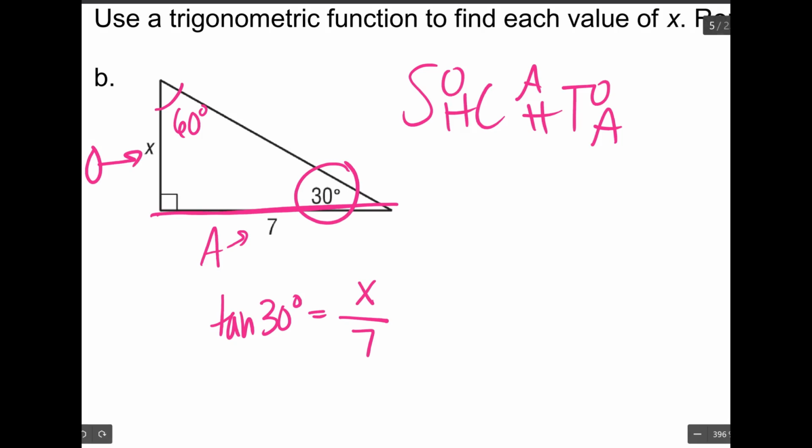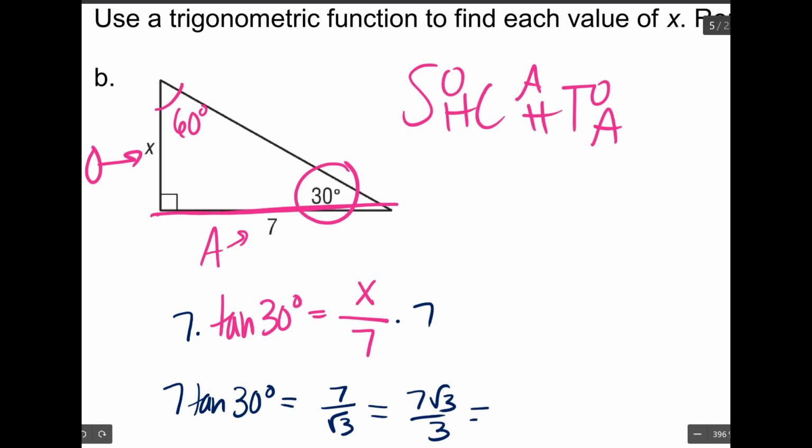If I multiply by 7 on both sides, 7 times tangent 30 degrees is going to be 7 over root 3, also known as 7 root 3 over 3. And as a decimal, what would this be? If you take 7 tangent 30, what is it?